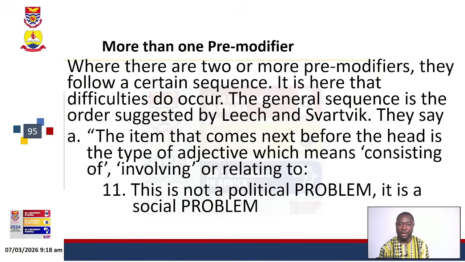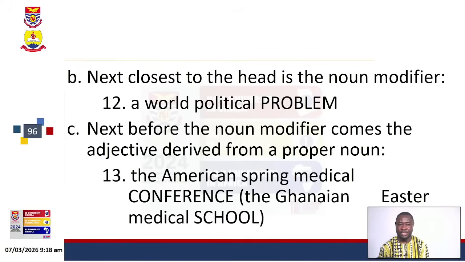Okay, so if you have an example: this is not a political problem. It is a social problem. Now you realize that in political problem, the word political sits closest to the head, problem. So what does it mean? It means that the problem involves politics, okay? And doesn't involve society, okay? So the next closest to the head is the noun modifier, political.